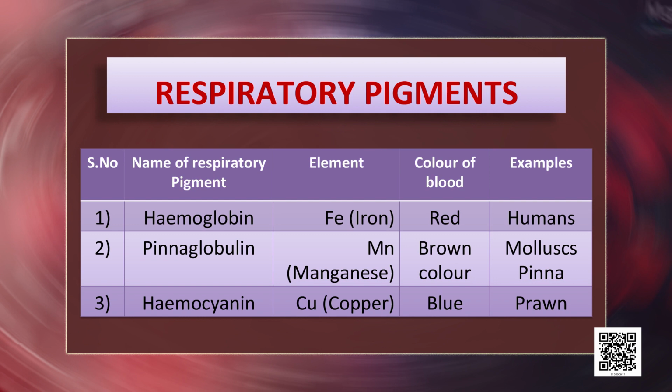There is no doubt that all of us humans have blood which is red in color. But is the blood of all living organisms red in color? It is not so. Humans have red colored blood because an iron containing pigment called hemoglobin is present in our RBC, due to which blood appears red in color. In certain mollusks, a manganese containing pigment called pinaglobulin is present, due to which their blood appears brown in color. In prawn and pila, a copper containing pigment called hemocyanin is present, due to which blood appears bluish in color when oxygenated.